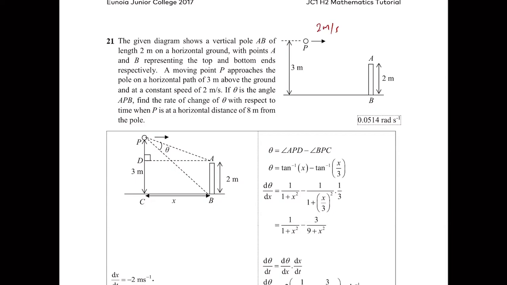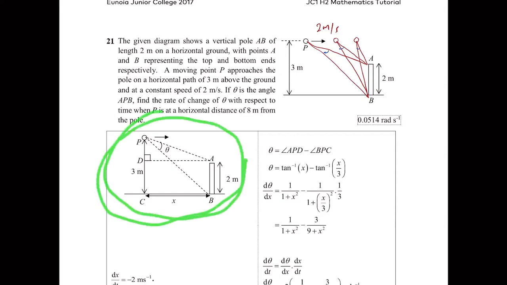If theta is the angle APB, so this angle, and once it moves to a different position, that angle, once it's this position, that angle. Can you see? Angle, angle, angle. So if theta is the angle APB, for all these different P's, find the rate of change of theta with respect to the time when P is at a horizontal distance 8 meters from the pole. Can you understand what this diagram is doing?